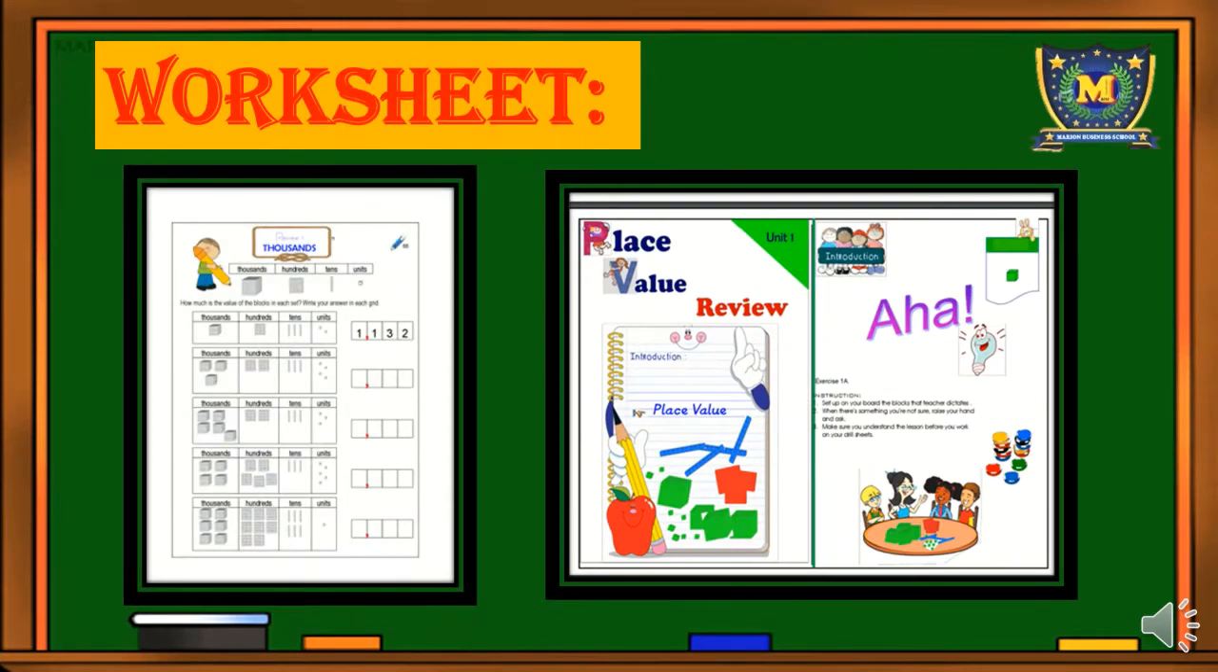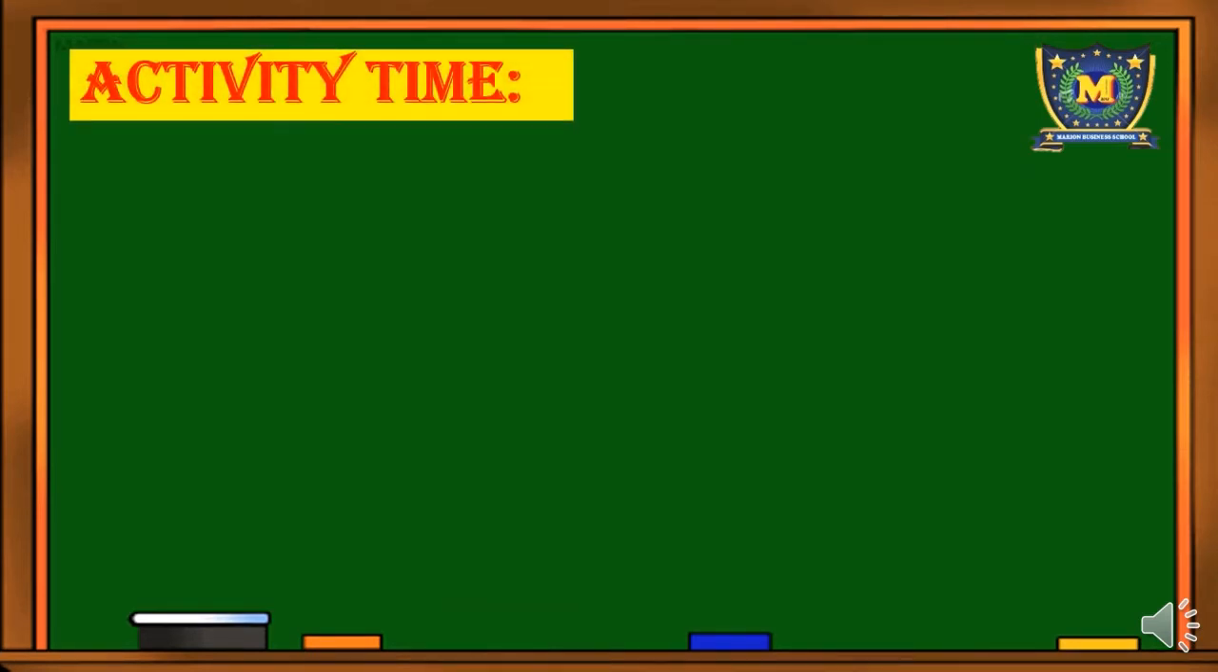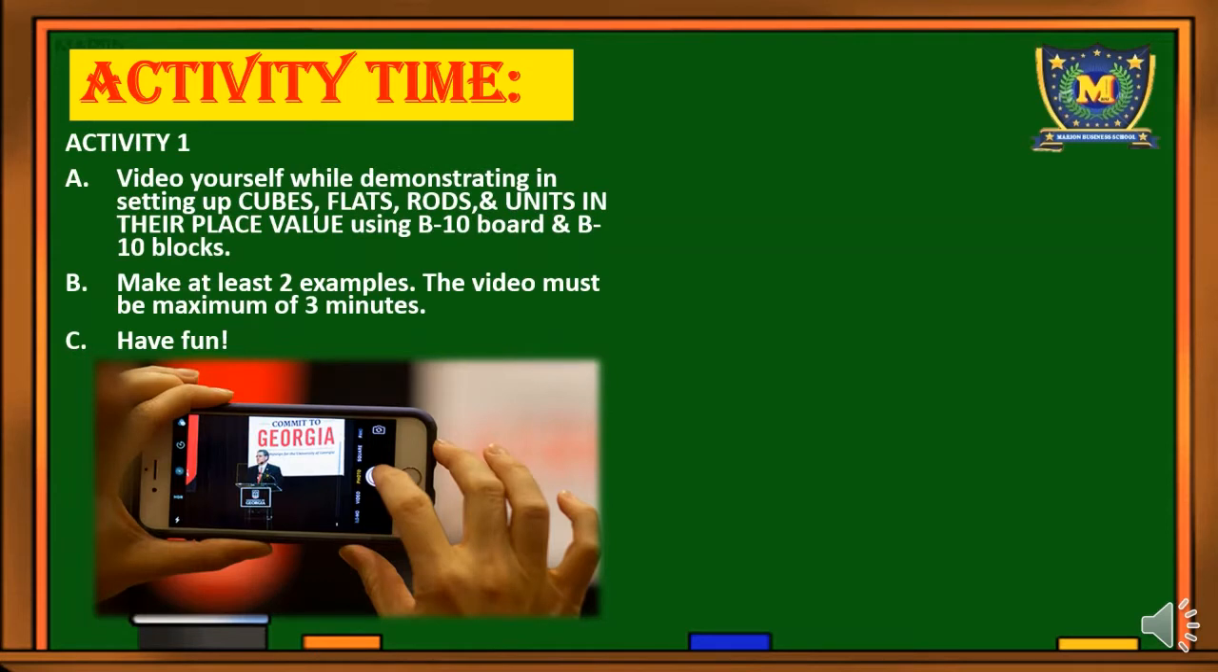Worksheet. Take note of this page of your workbook because you are going to answer it after this lesson. For your Activity 1, you have to make a video of yourself demonstrating and setting up cubes, flats, rods, and units in their place value using the beading board and beading blocks. I repeat, using the beading board and beading blocks. Make at least 2 examples. The video must be a maximum of 3 minutes. And don't forget to have fun.